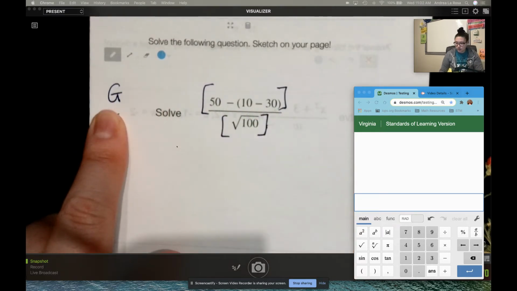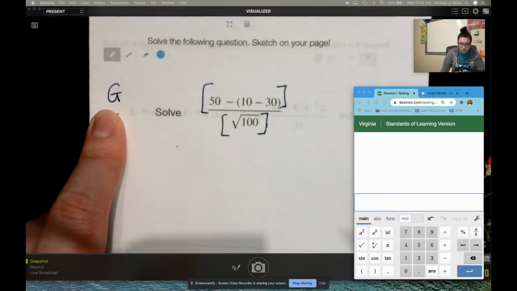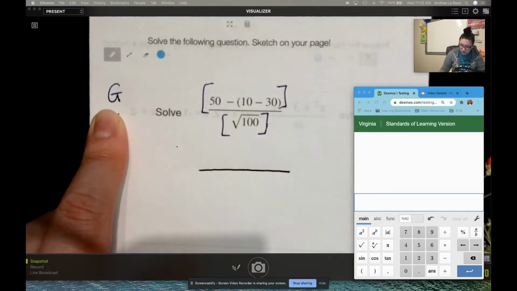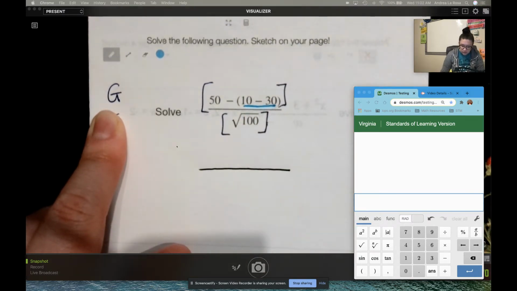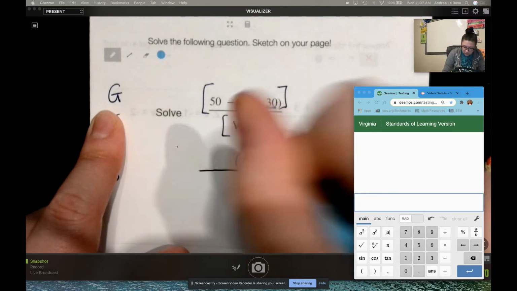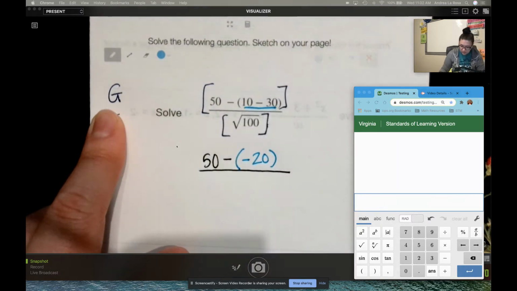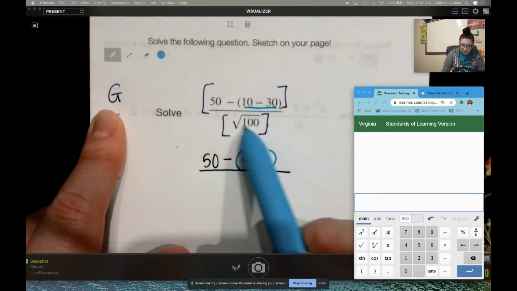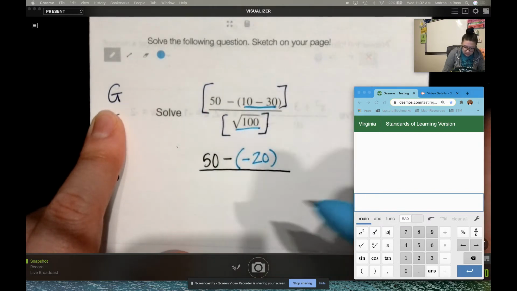So going with my grouping first. My grouping first, again, it's the top and the bottom. So I have to do each of those as their own grouping. So up top for grouping, I have 10 minus 30. 10 minus 30 is going to give me a negative 20. I've got to keep my 50 minus. And then my bottom grouping, the square root of 100 is 10.